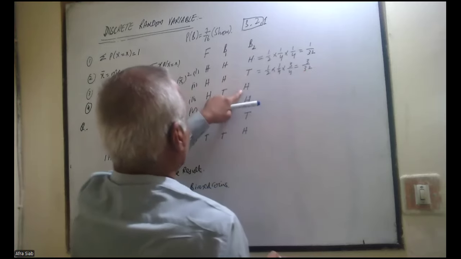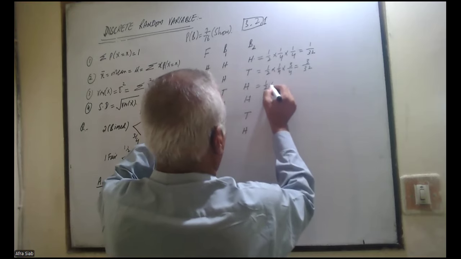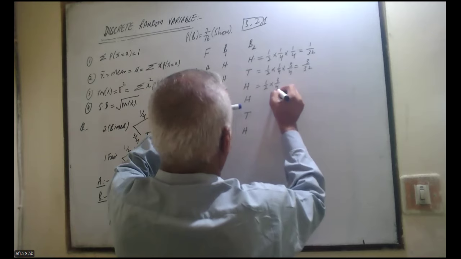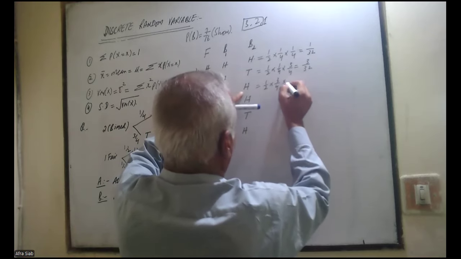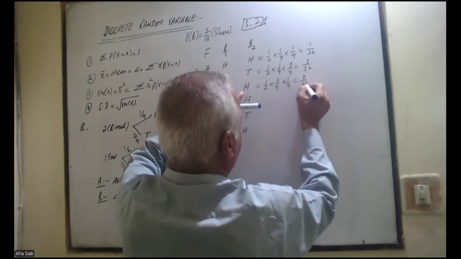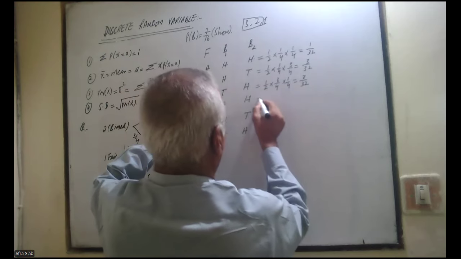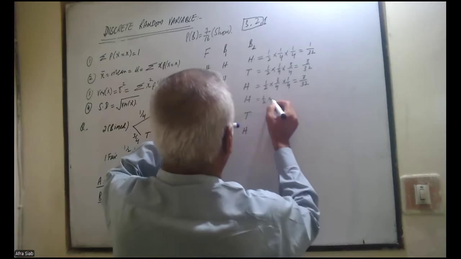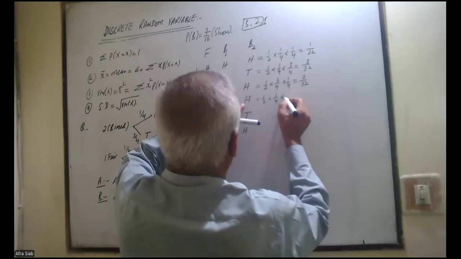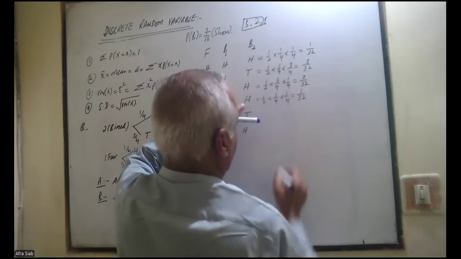Then the third possibility is head on the fair, that is 1 by 2, into tail on the biased, that is 3 by 4, into head on the biased, that is 1 by 4. So that is equal to 3 by 32. Then tail is on the fair, that is 1 by 2, head is on the biased, that is 1 by 4, and head is on the biased, that is 1 by 4. So it should be equal to 1 over 32.